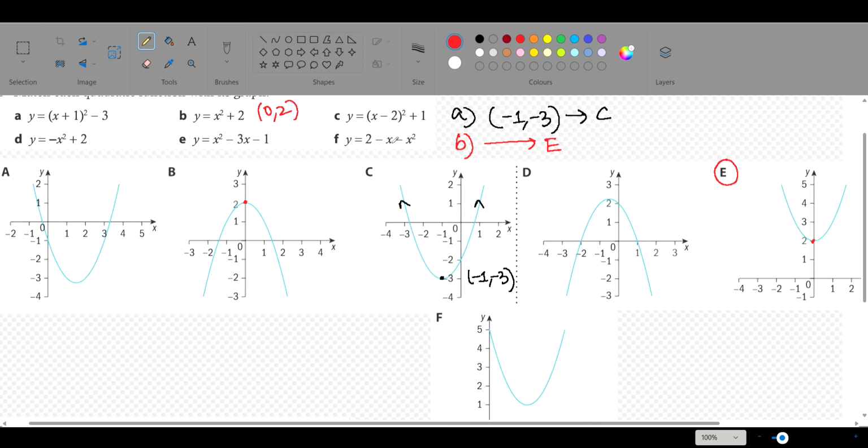This is x square plus 2. Basically the parabola is uplifted 2 units upward. X square is uplifted 2 units upward, right? Okay, so A and B are sorted. You need to figure out about C, D, E, F.